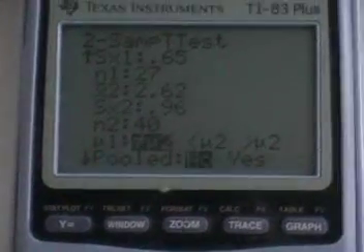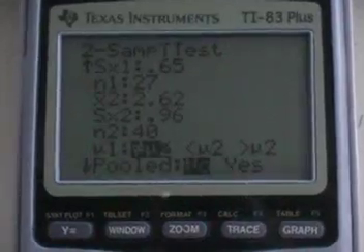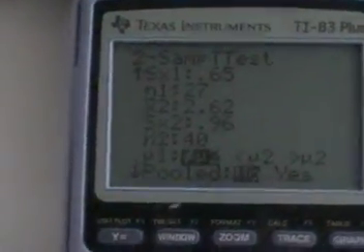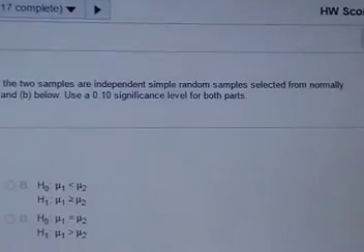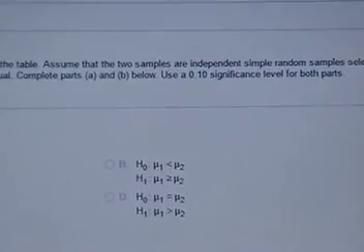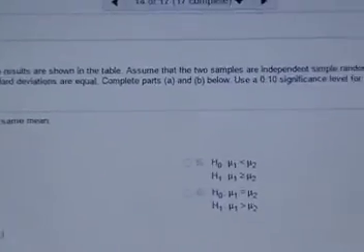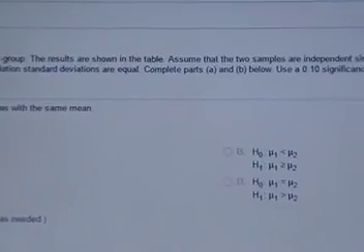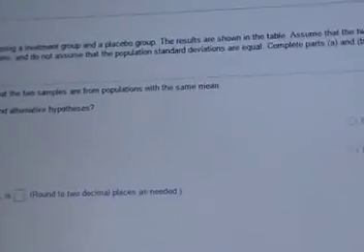And then you always get this with 2-sample t-tests that says, should you pool the standard deviations? Pooled, no or yes? Always click no unless they say in the problem that you can assume the population variances are equal. Well, this problem says, assume the 2 samples are independent, simple random samples selected from normal populations, and do not assume that the population standard deviations are equal. So it even clearly says do not assume that. You have to assume that in order to say yes. If a problem says do not assume it, or if it doesn't mention it, then you would click no. So we're definitely clicking no here because they said no, don't assume that.